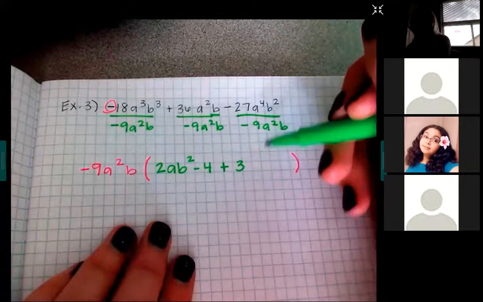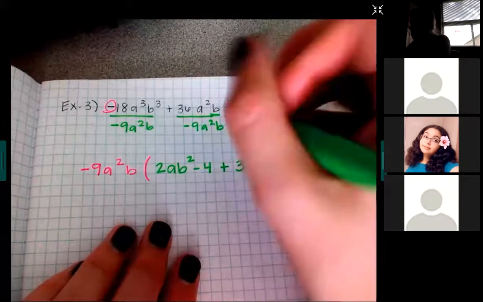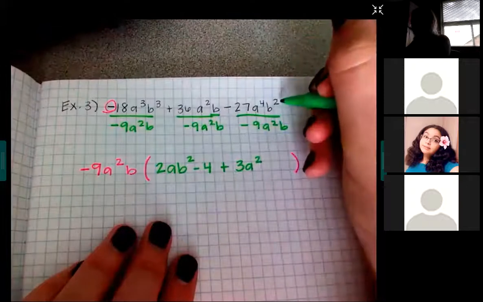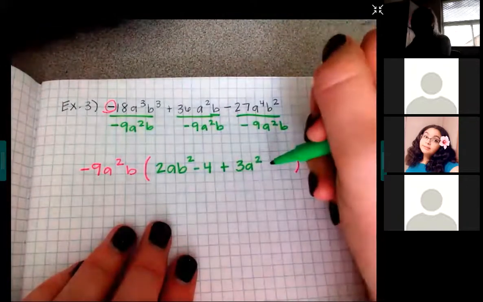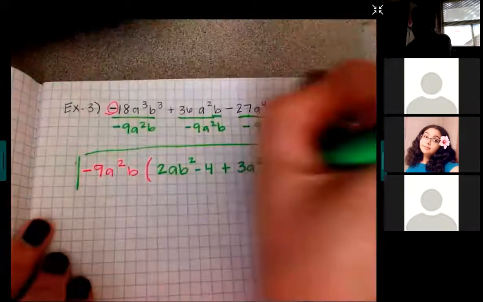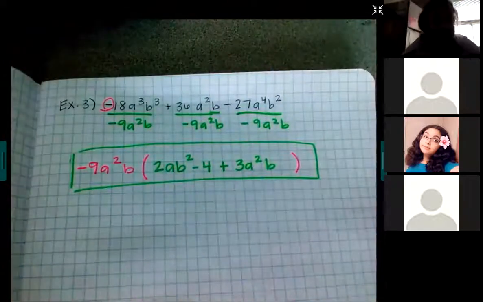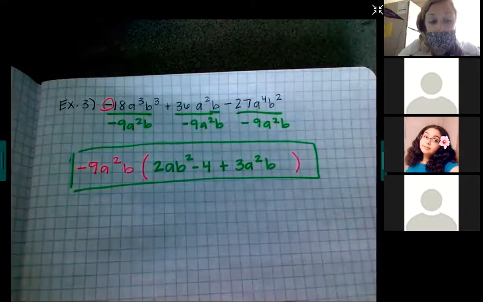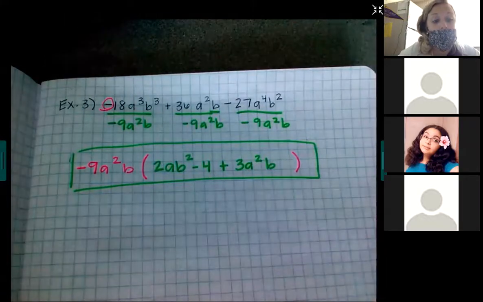I had 4 A's. I only took out 2. So how many A's are left? 2. And then I had 2 B's. I only took 1 out. So how many are left? 1. Excellent work. So this is your answer. That is how you factor. Do we need another example, or y'all think you're good to go do your homework?